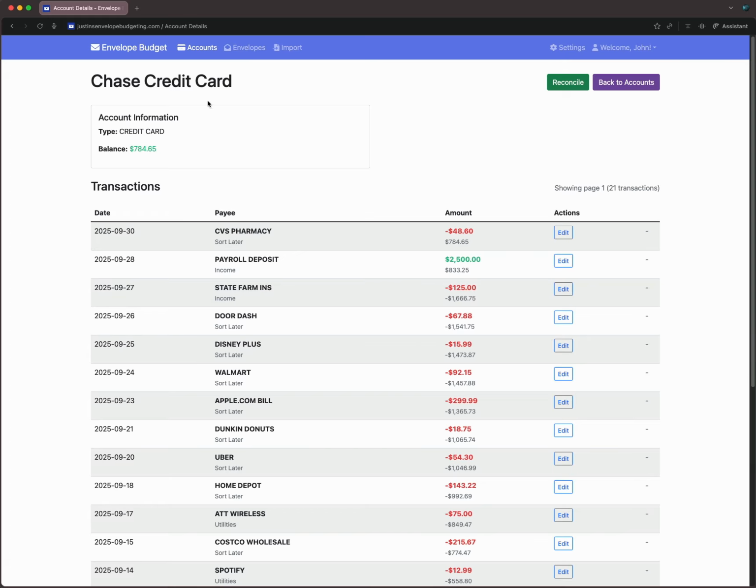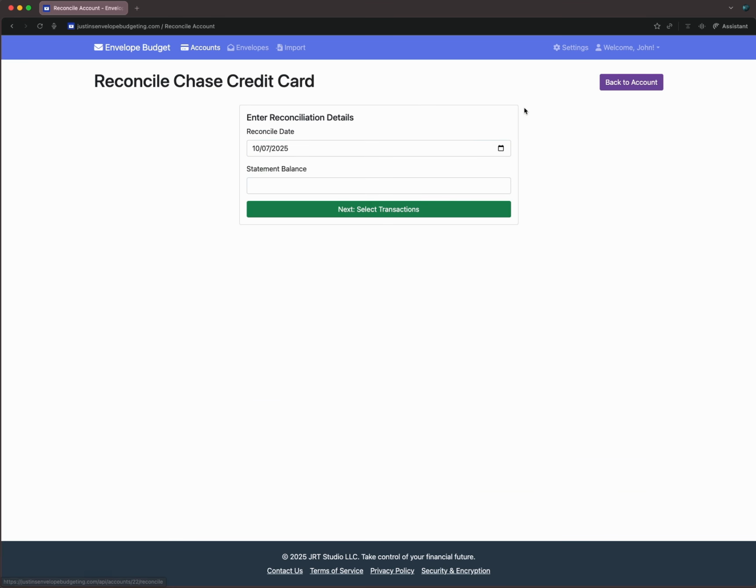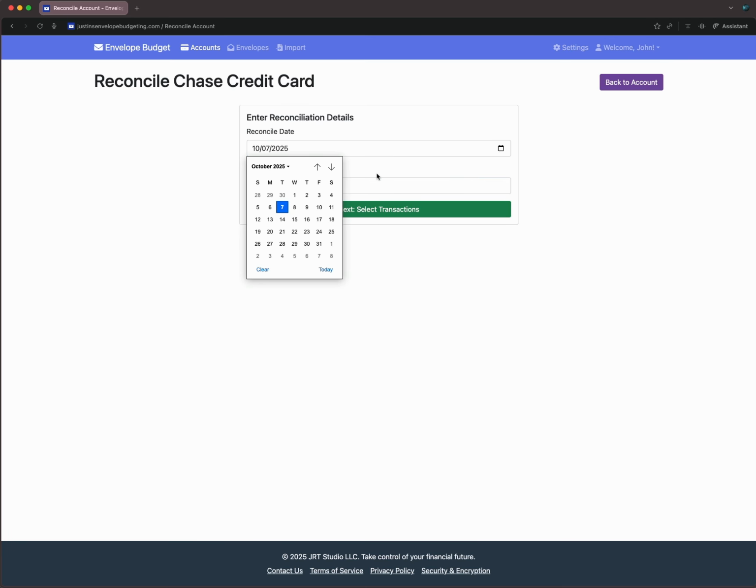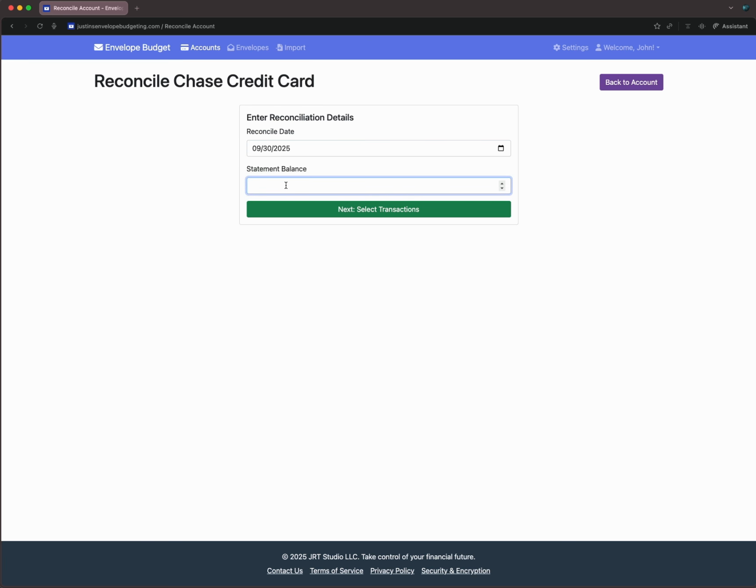And we can also see the balance for our Chase credit card is 784.65 on September 30th. One thing you can do real quick, just to make sure the import went smoothly and everything worked well, is hit reconcile and choose that September 30th date, and then go to our Chase credit card and make sure that's really what the balance was.